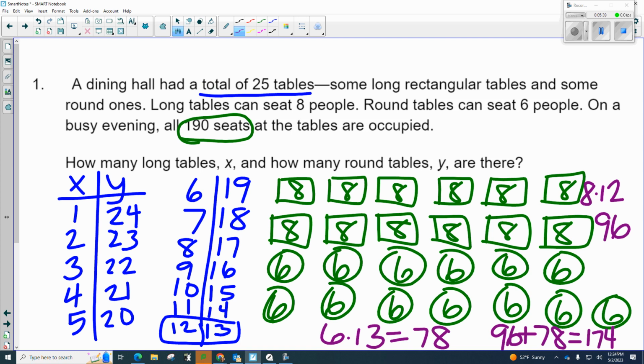Okay, so what I just found was a solution, or was not a solution. It's not the solution actually, because it doesn't work for both. It only makes one of the constraints true. It was 25 tables, but it is not 190 seats. I have not enough seats. So I'm going to have to adjust my thinking a little bit to try to get up to 190 seats.